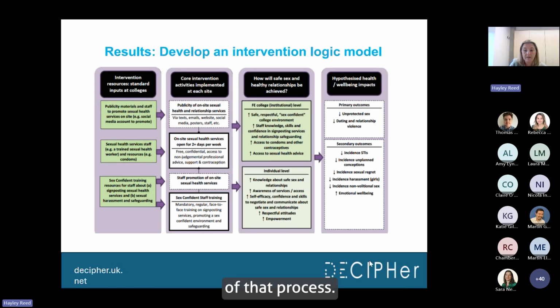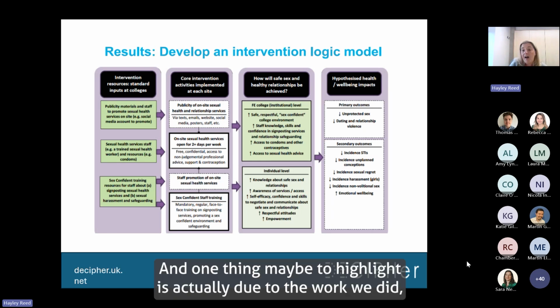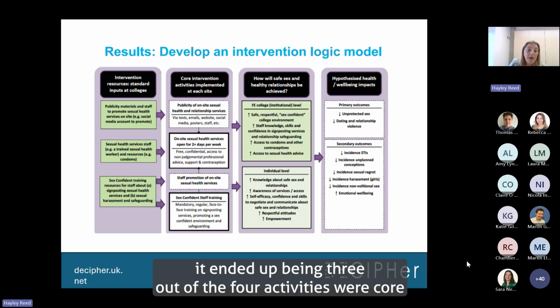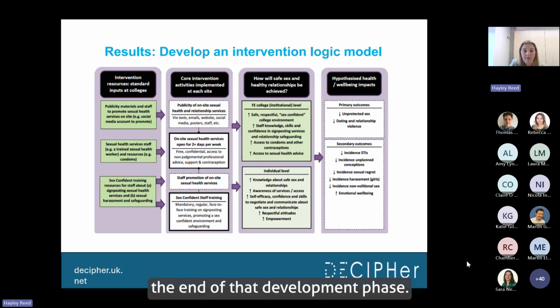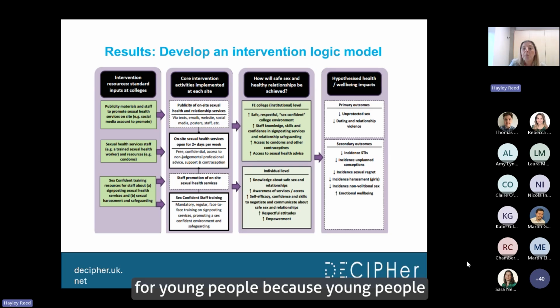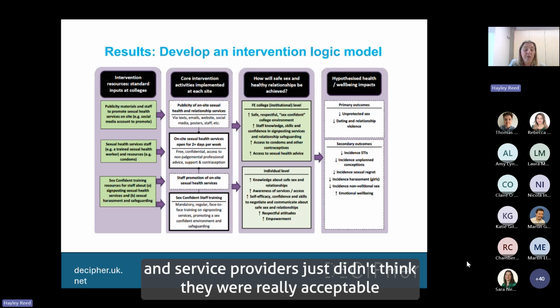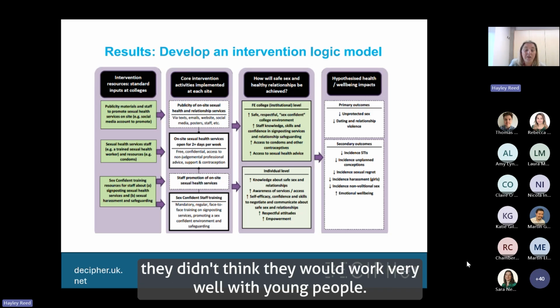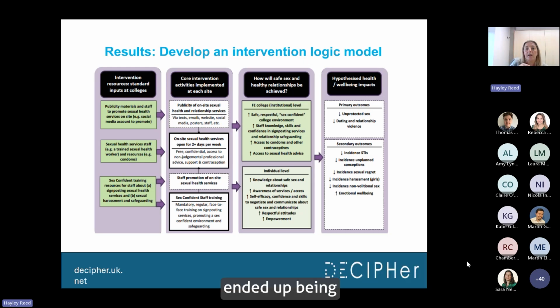of that process. And one thing maybe to highlight is actually due to the work we did, it ended up being 3 out of the 4 activities were core intervention activities at the end of that development phase. So the team removed the sexual health action groups for young people because young people and service providers just didn't think they were really acceptable. They didn't think they would work very well with young people. So this ended up being the logic model in terms of that.